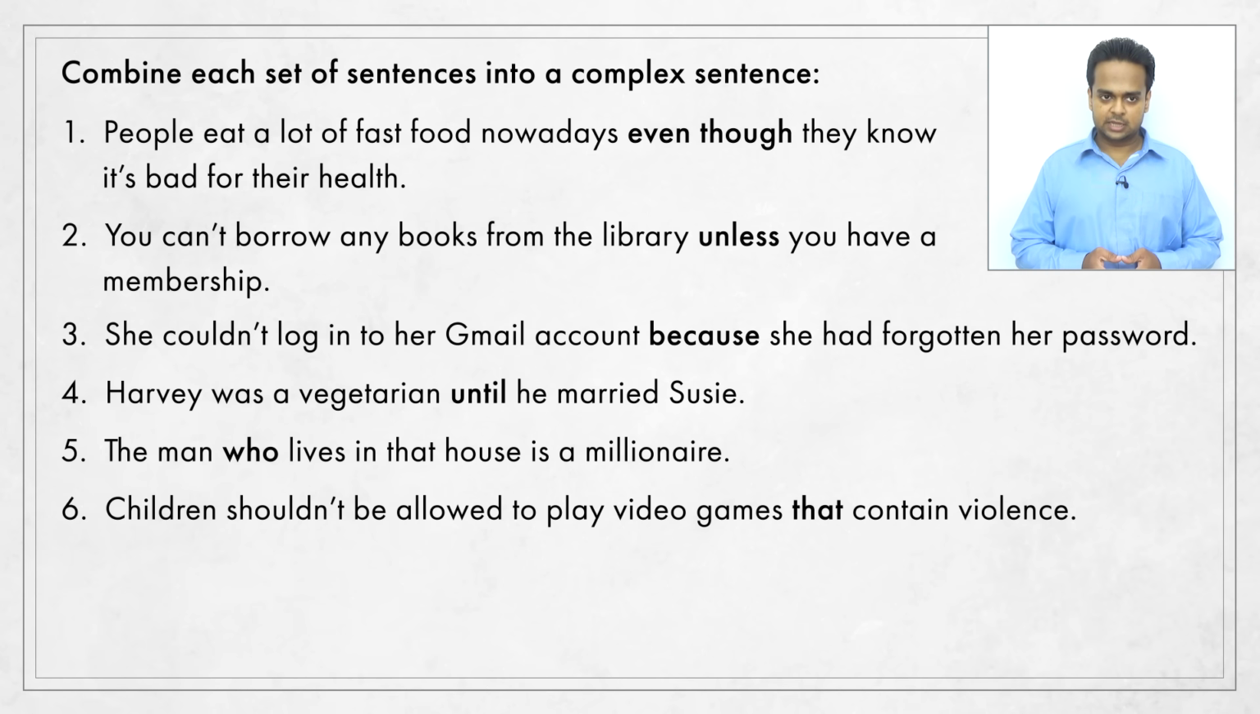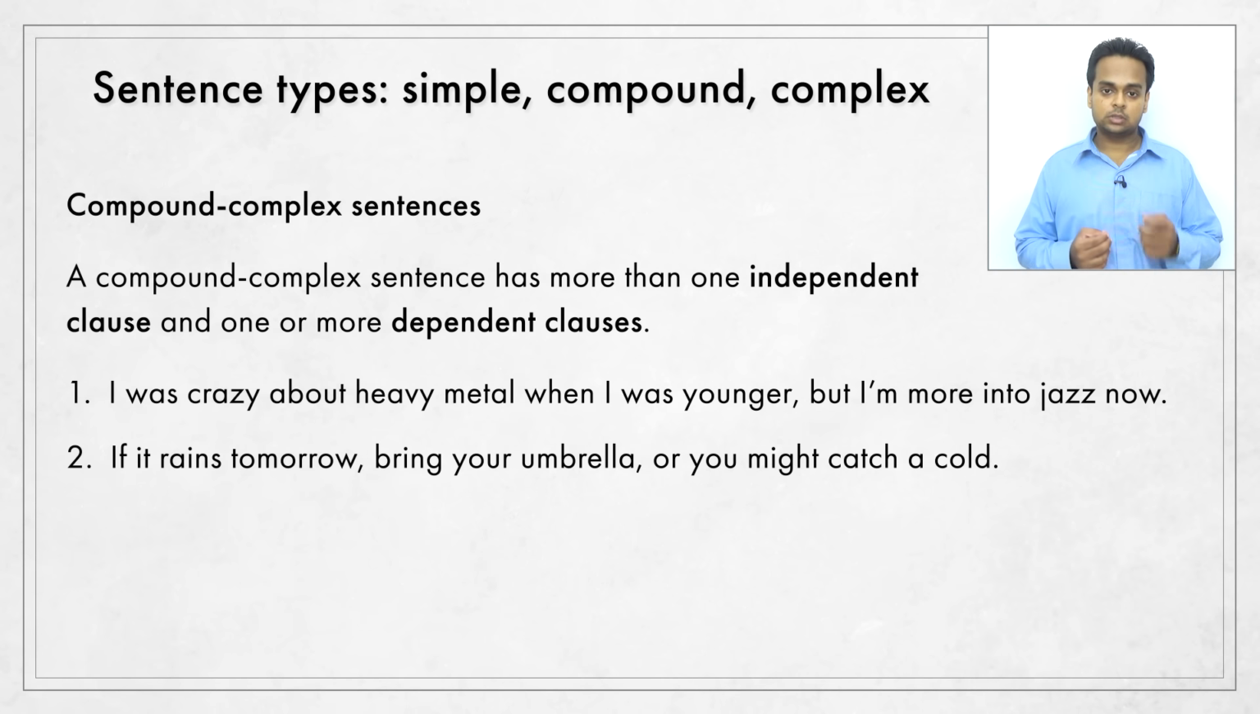Before we close this lesson, I want to tell you about one more type of sentence, the compound complex sentence. This is simply a sentence with more than one independent clause, so it's a compound sentence, and also with one or more dependent clauses, so it's a complex sentence. For example, I was crazy about heavy metal when I was younger, but I'm more into jazz now. Heavy metal and jazz are genres or types of music.